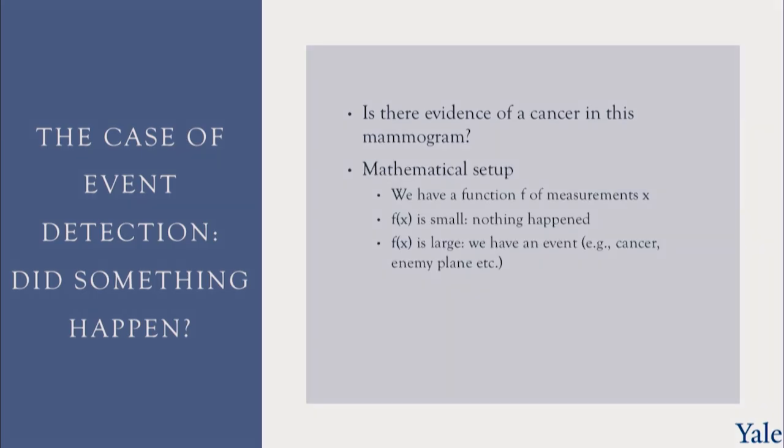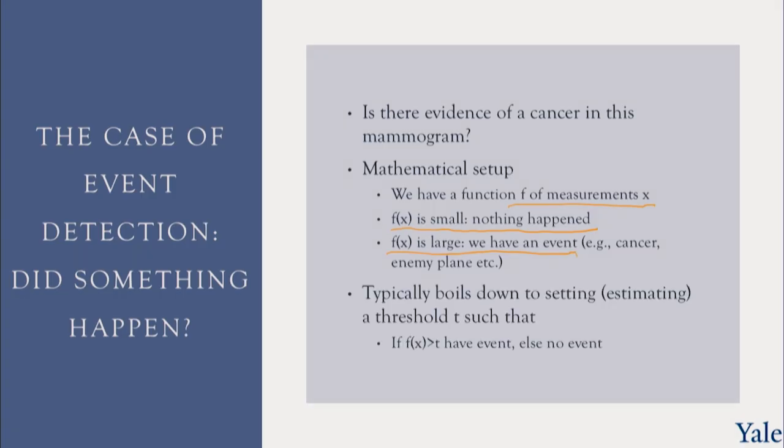So here's the mathematical setup. We have a function f of the measurements x. x is the mammogram. f is some algorithm that produces some estimate based on the mammogram. If f(x) is small, we say that nothing has happened. There's no cancer. If f(x) is large, we have an event, for example, we have cancer, an enemy plane, what have you. And what this boils down to is setting or estimating a threshold t such that if f(x) is greater than t, we have the event. Otherwise, we say we do not have an event.